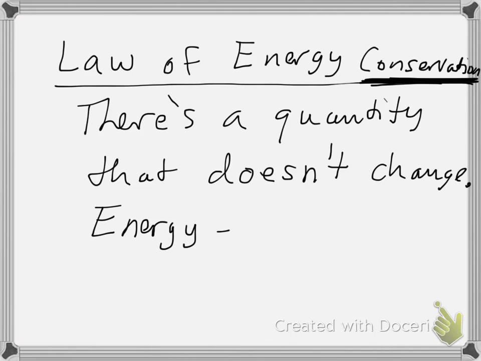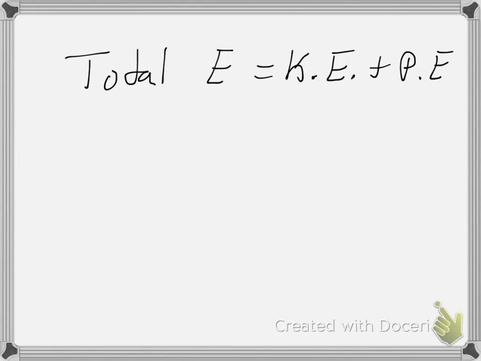Or more succinctly, the total energy. So for our purposes, the total energy is going to be equal to the kinetic energy of an object plus the potential energy of an object. There are a few other types of energies, namely thermal energy, but we don't worry about that in mechanics. So the total energy that an object possesses is just going to be its kinetic energy plus its potential energy.